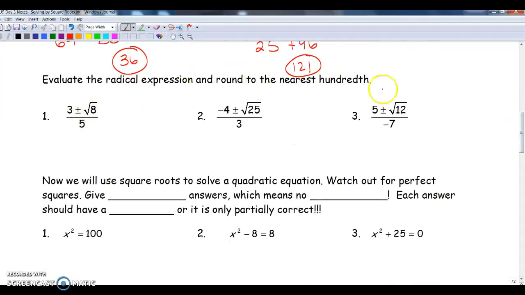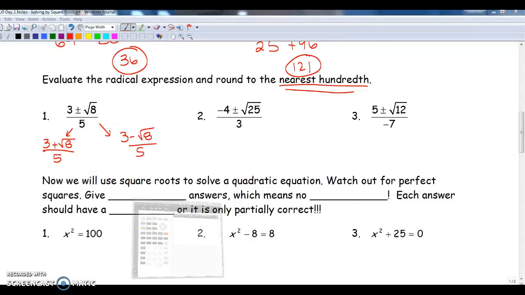Down here, these ones are the only problems where we're actually going to be rounding, so you get to actually use your calculator and not do crazy factor trees. You'll see they have plus or minuses. What this means is we're going to have two answers. 3 plus the square root of 8 divided by 5, whatever that is, we'll simplify that in a minute, and 3 minus the square root of 8 divided by 5, whatever that is. So we're going to simplify both of them. We're going to use our calculator.